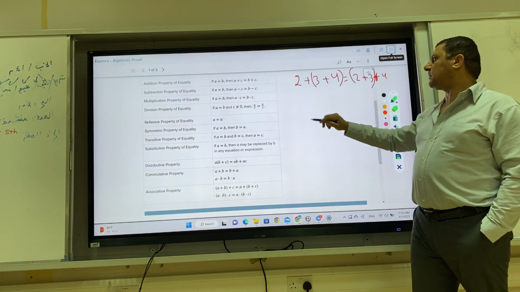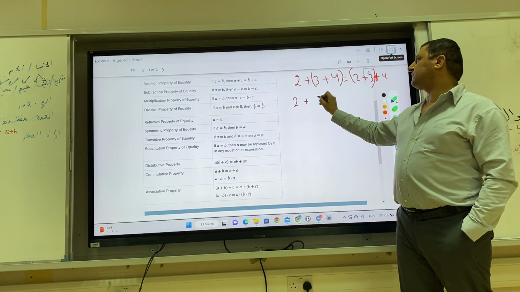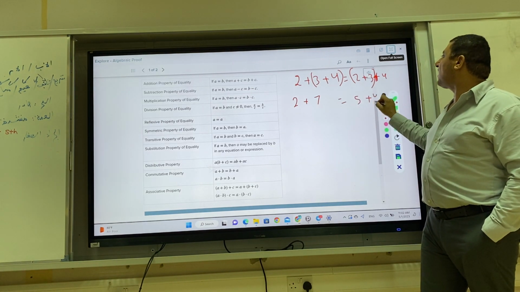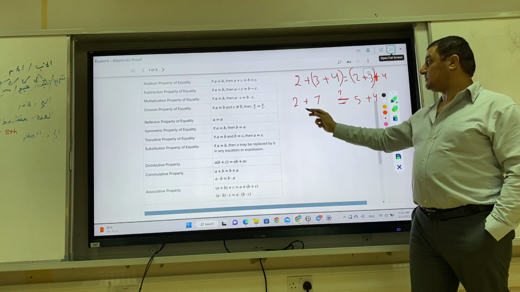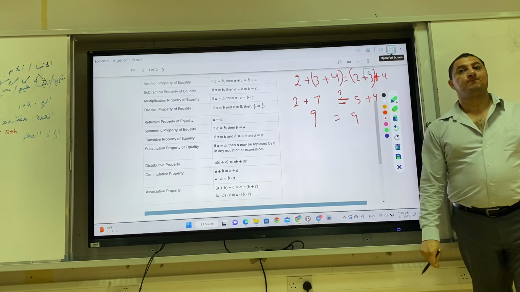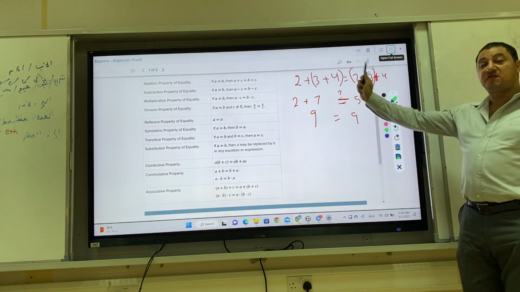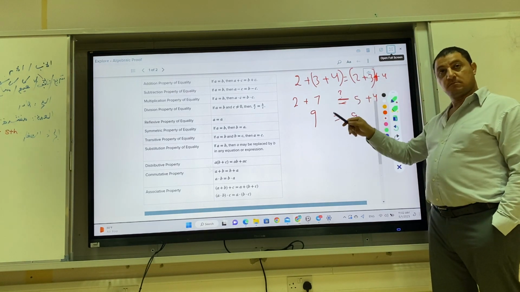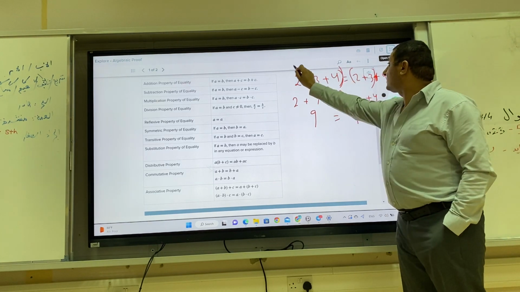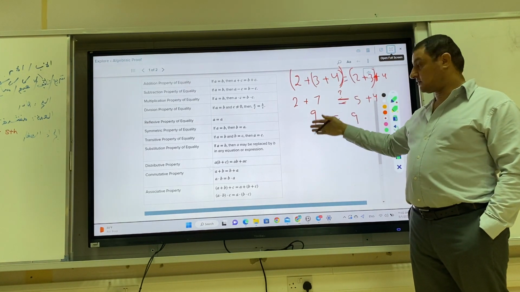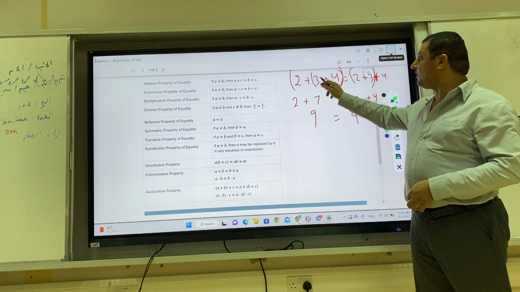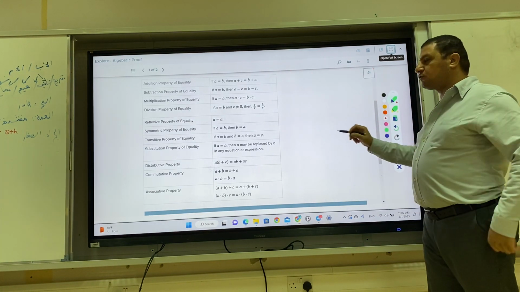To make sure, you can simplify. 2 plus 3 is 5, and here, 5 plus 4. Are they equal? Let's see. 2 plus 7, and 5 plus 4. So feel free to place the parentheses anywhere if it has addition. These are 9. So placing the parentheses anywhere is applicable whenever you have addition, but not with subtraction.